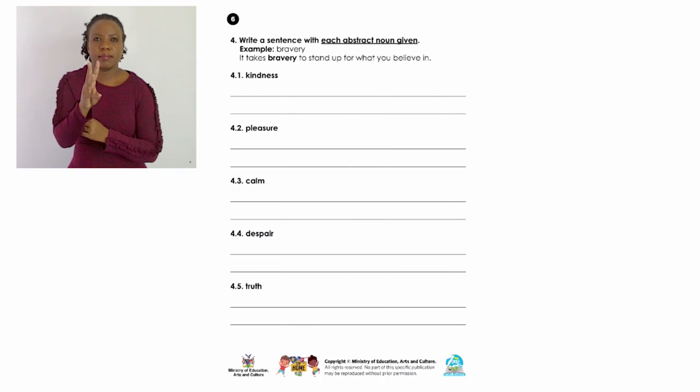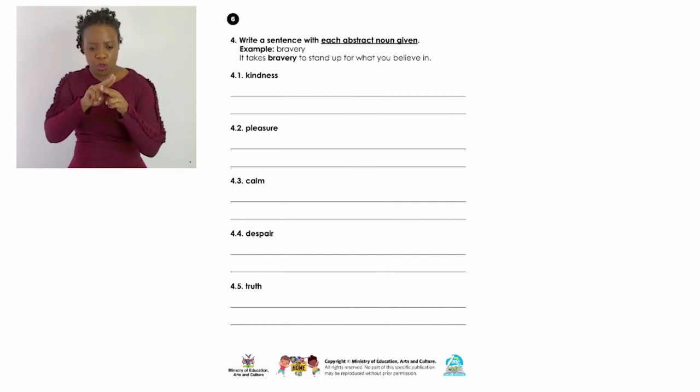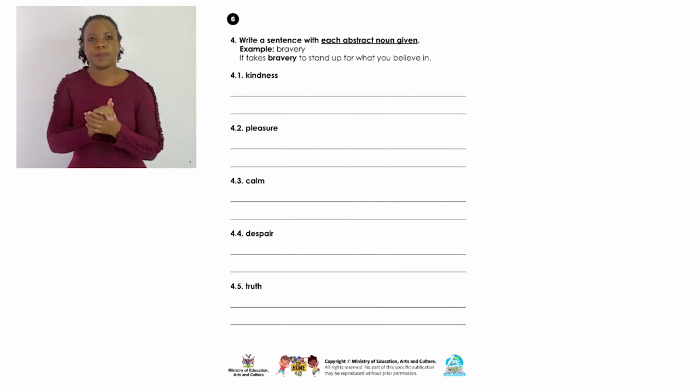the 4th activity, it says, write a sentence with each abstract noun given. For example, there is bravery. Bravery is our abstract noun that has been given. It takes bravery to stand up for what you believe in. All right. So you do the rest from kindness up to truth.